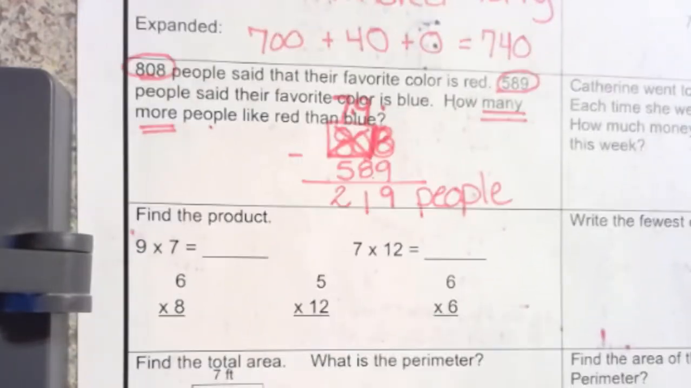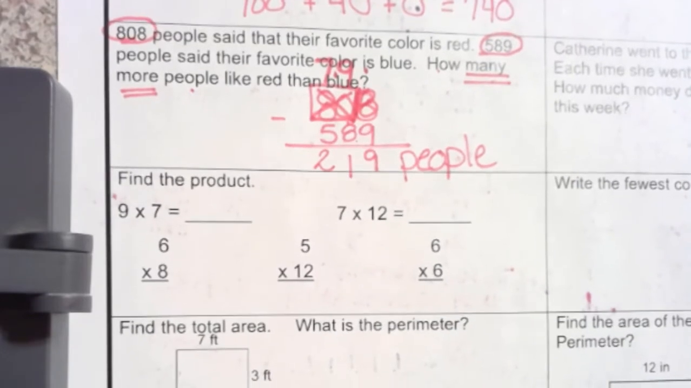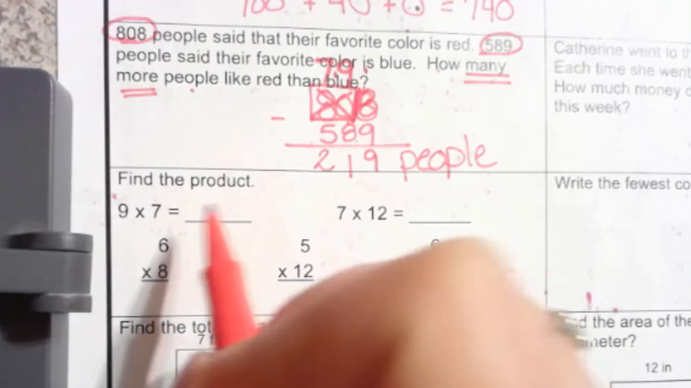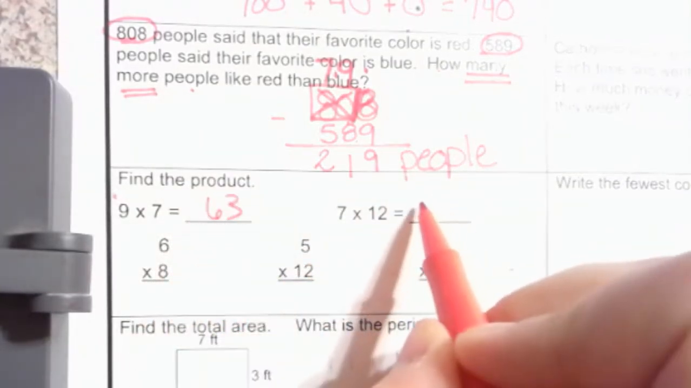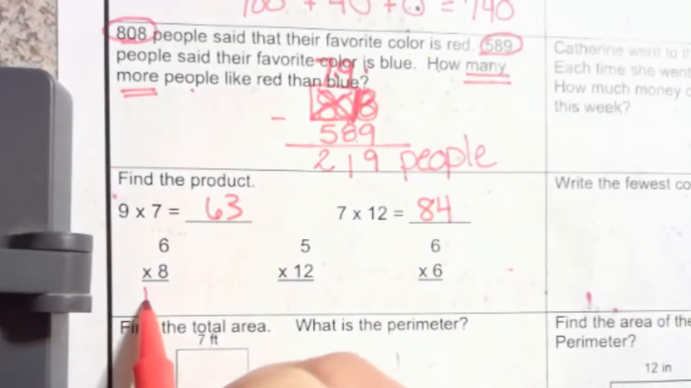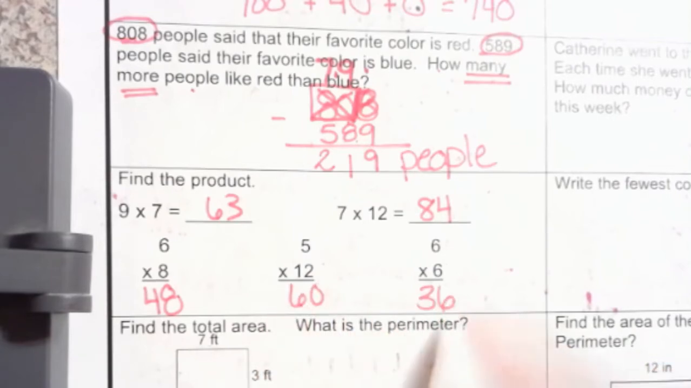All right, let's find some products today. Okay, we have a little race. Are we ready? We're going to find the products by multiplying, and we're going to see if Miss... Okay, ready? Here we go. 9 times 7 is 63. 7 times 12 is 84. 6 times 8 is 48. 5 times 12 is 60, and 6 times 6 is 36.